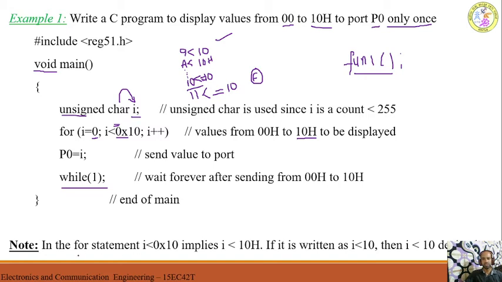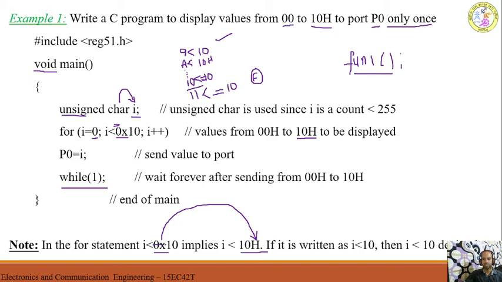So it is given in the for statement, I less than 0x10, which implies I less than 10h. So 10h in C programming we write as 0x10. 0x stands for it is hexadecimal data. This number is hexadecimal data.